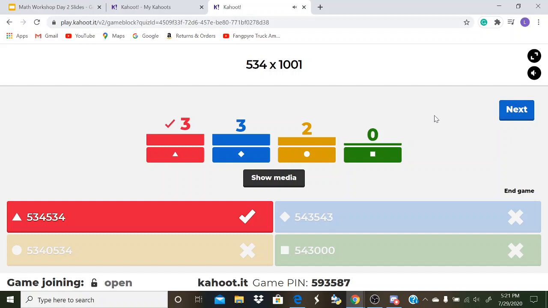Okay, so for this one, you just need to rewrite it twice. So 534, 534. That one's 543, so it's just a different number. And there's just no 0 in between. It messed up. It's fine.